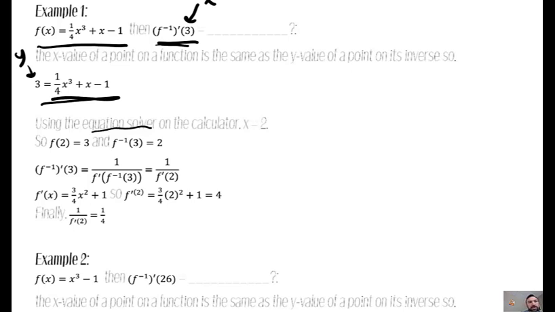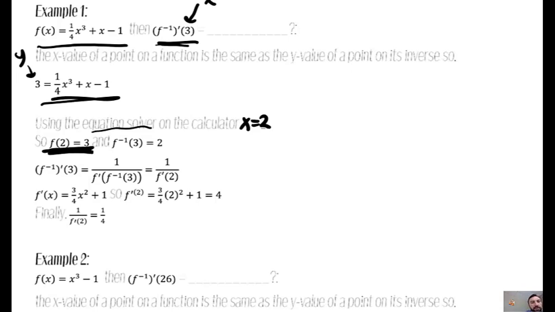So I use the equation solver on my calculator, and so you should practice using that, because that would be a good strategy here. You get x is 2. So what I really figure out here by plugging in 3 into y is that the function equals 3 when x is 2. Okay, I set y equals 3, and I solve for x. So this is what I used the function, so that's what I got.